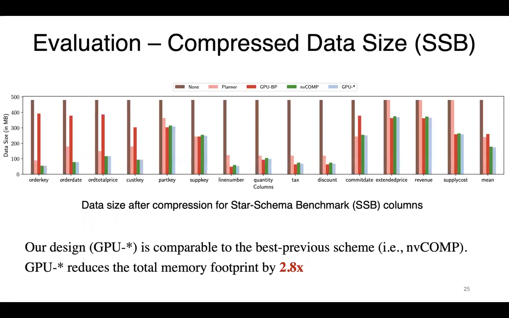In this experiment, we are showing the compressed data size for each column in the Star Schema Benchmark. We can see that our design, which is GPU-Star, is comparable and even slightly better than the best previous scheme, such as nvCOMP. nvCOMP is a native CUDA-based compression library developed by NVIDIA. GPU-Star and nvCOMP support the same variety of lightweight compression schemes, which are delta, RLE, and bitpacking. We can also see that our design could reduce the total memory footprint by 2.8 times.